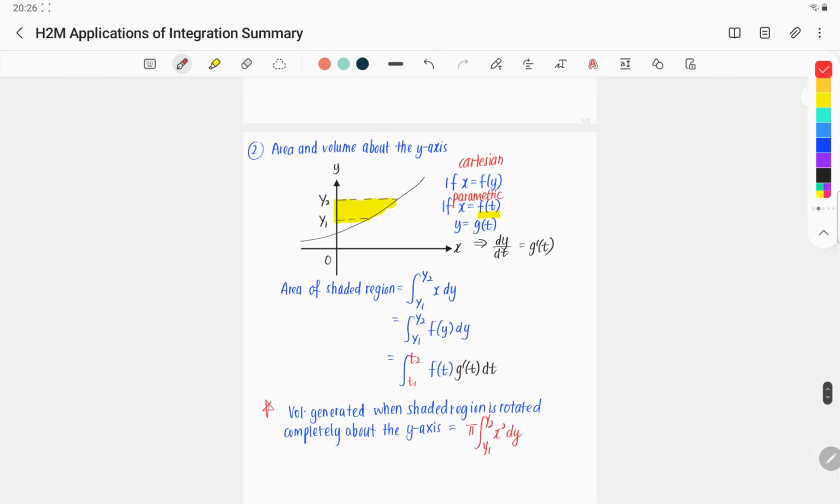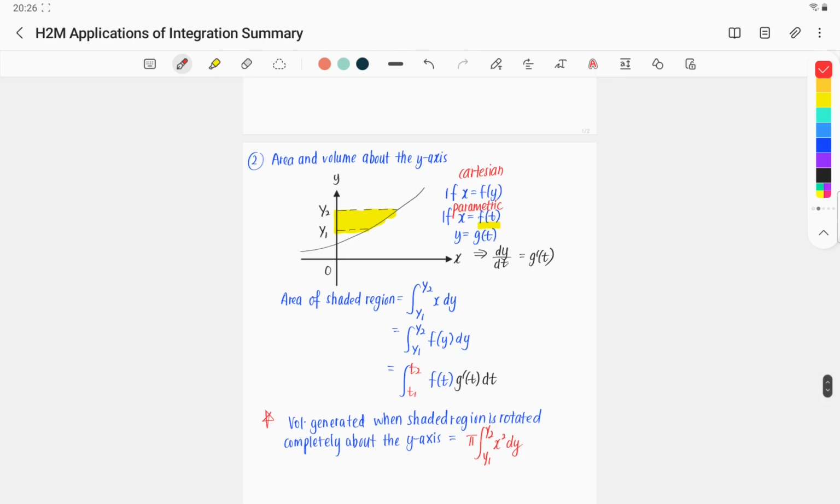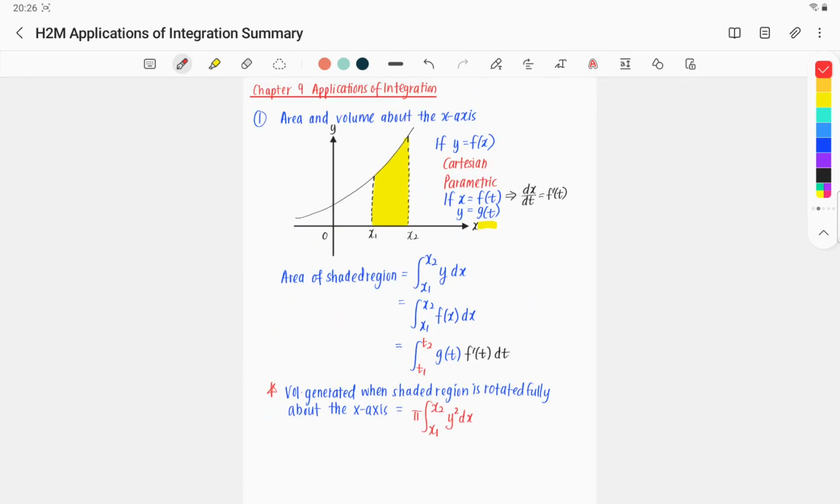Take some time to internalize these two concepts, and this is the summary for applications of integration for H2 math. Thank you.